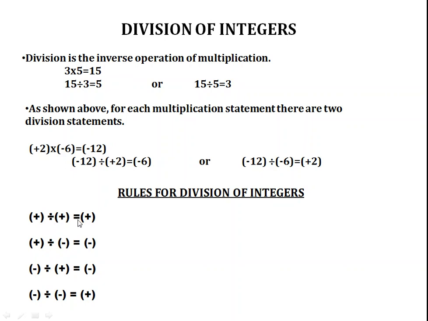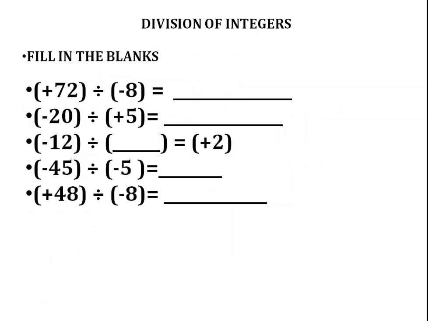Positive divided by positive is equal to positive. Positive divided by negative equal to negative. Negative divided by positive equal to negative. Negative divided by negative equal to positive. That is, when the two integers are having the same sign, you will get a positive answer. If the two numbers are of different signs, you will get a negative answer. Hope you understood it clearly. We'll see some examples for division of integers.